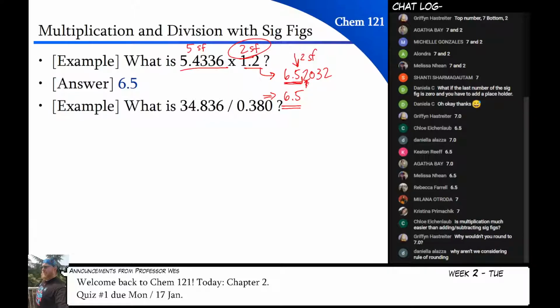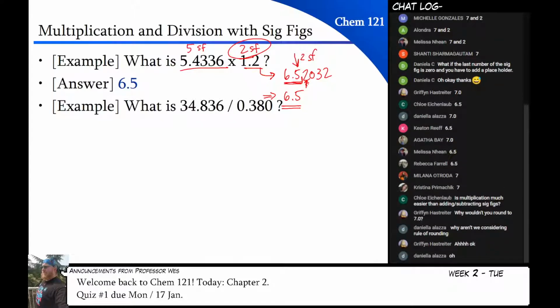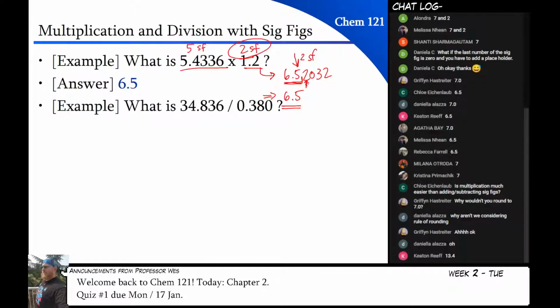You have 0.084415 rounds to 0, right? Everything would just be 0. You round to wherever your sig figs dictate. So be careful. Try this next one. I'll give you another minute.